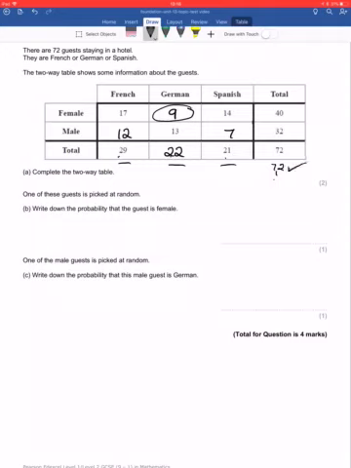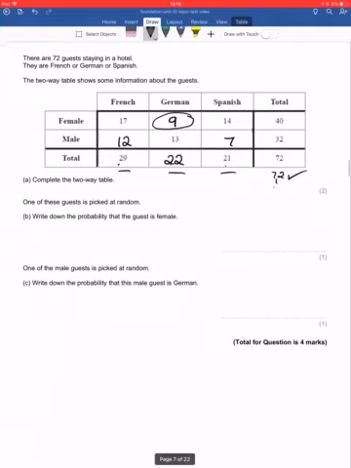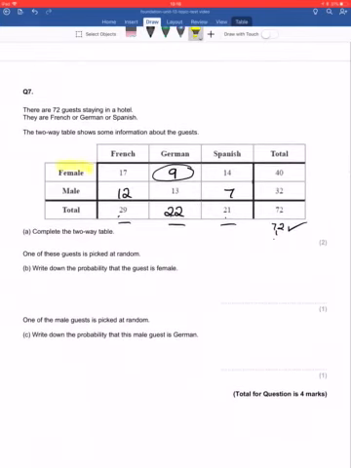Write down the probability that the guest is female. So I need to look at female. So females are 40 out of the total, which is 72. So it's 40 out of 72.